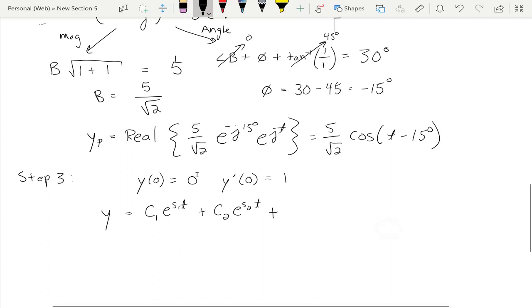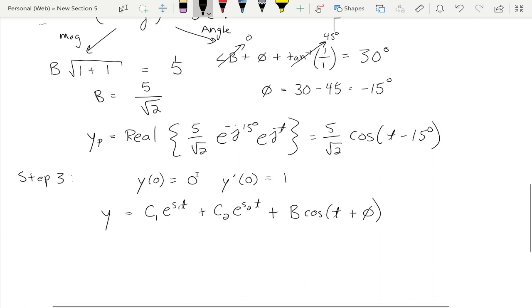So I have y equals that term plus 5 over square root of 2 cosine, and I'm going to be lazy, specifically because I want to do this in Matlab. I'm just going to call this term b cosine of t plus phi.